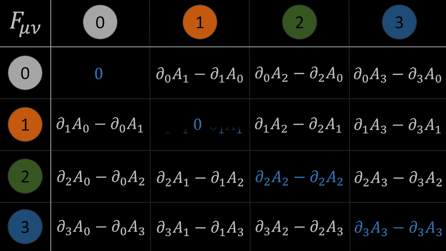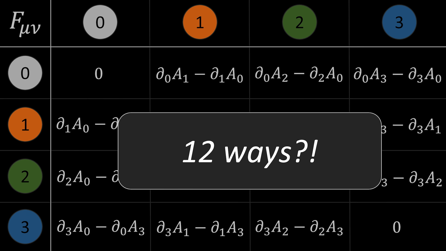And so those are all 0. So what we have here is a tensor whose diagonal is 0, and then it has an upper triangle and a lower triangle. Okay, so there's not actually 16 ways. Well, wait a minute. There's still 12 ways. And that's twice as many ways. There should not be 12 ways. There should be 6 ways.